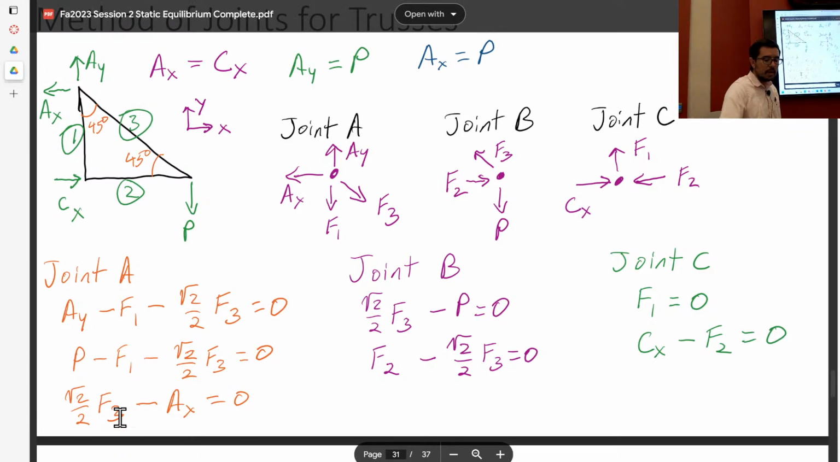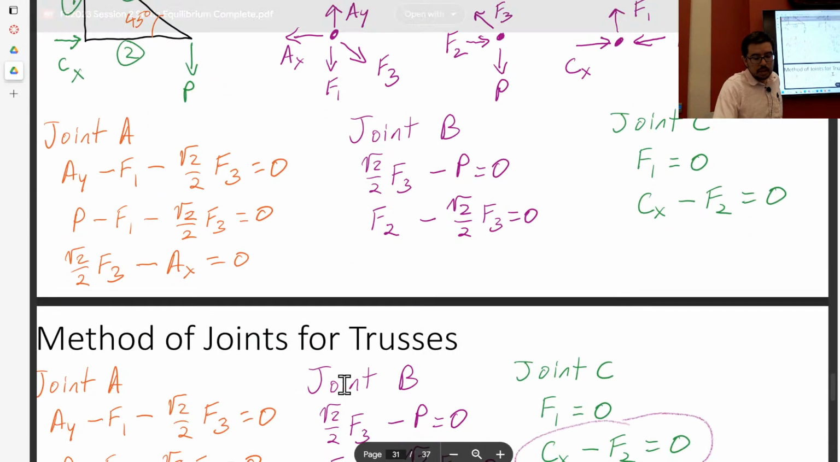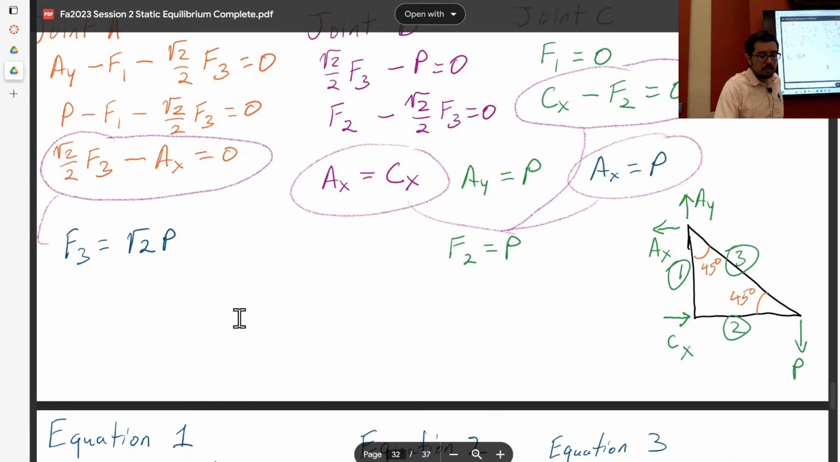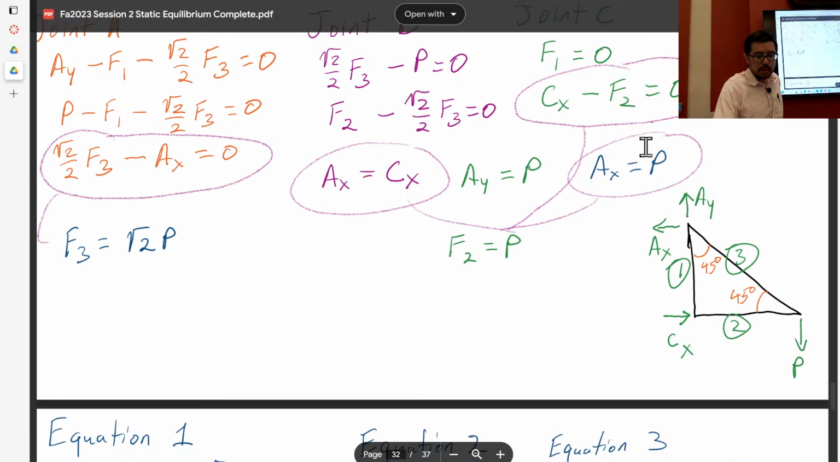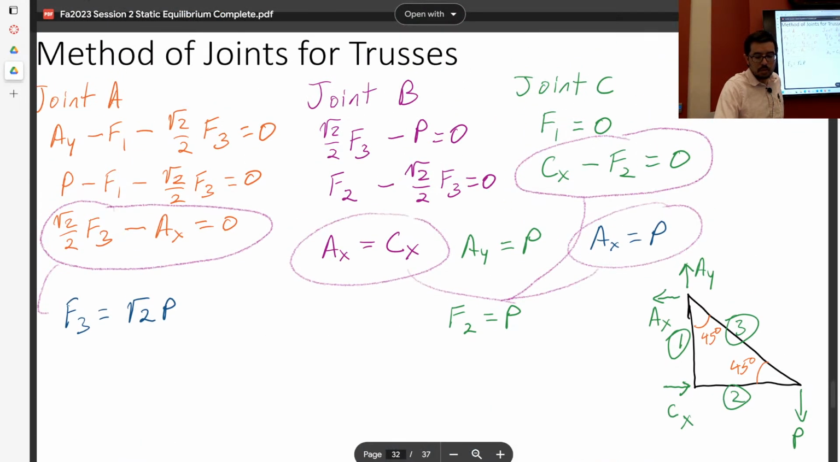And then I can attempt to solve for relationships between the internal forces and the other loads that might be on the system. And I can do this. Essentially, it becomes an algebra problem from here. Okay. And so you do the algebra and you can solve for the force in the first member, which is this one. That's equal to 0. Force in the second member, that's equal to P. And the force in the third member, which is equal to square root of 2 times P.